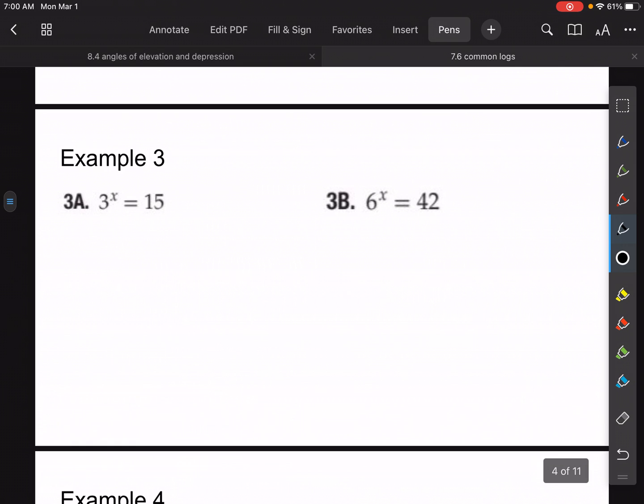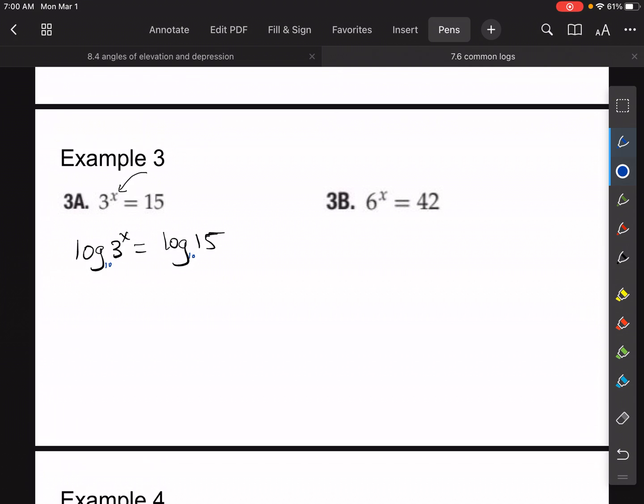Okay, so for example 3, let's go ahead and set this one up. Notice how we have a variable in the exponential piece. This is when you need a logarithm. So I'm going to take the log of 3^x and set that equal to the log of 15. Now when I do this, these logarithms are going to be base 10. We don't put the 10 in there, but it's base 10. So just so you know what's happening here, this is the same thing as log base 10 of each of these things.